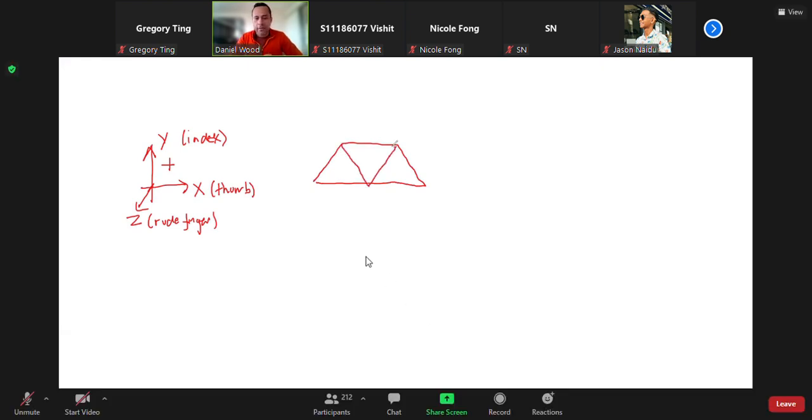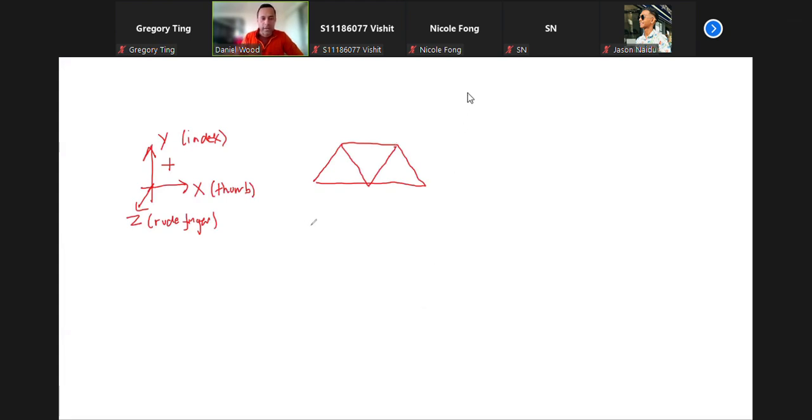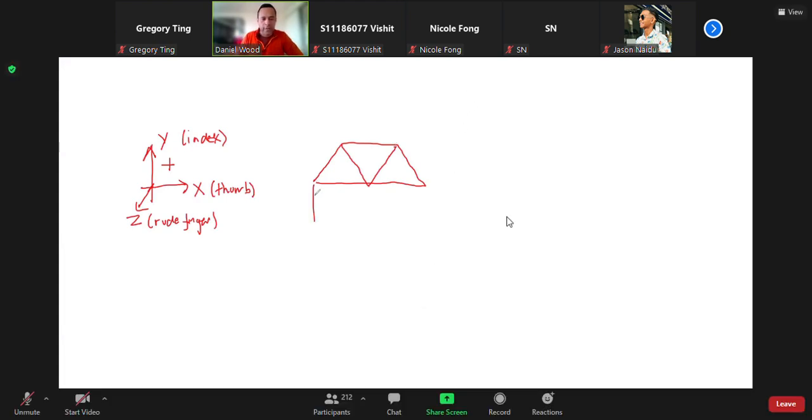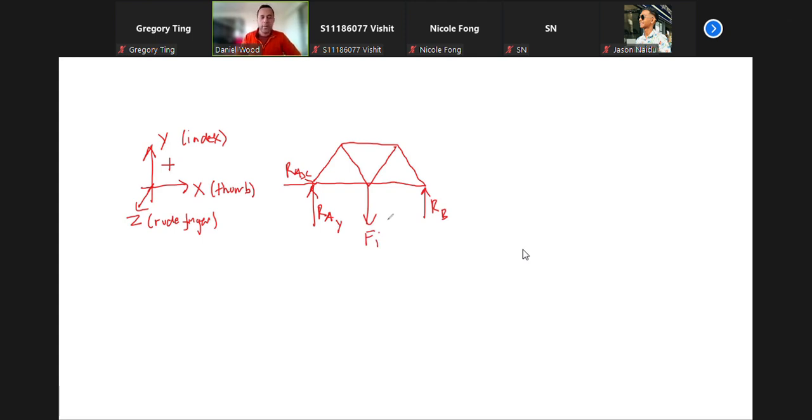It does not have the supports in there. Instead, it has the reaction forces which represent the supports. Okay, so it might have RA, RAY, RAX, RB, and then you might have some applied forces, FI, for example.